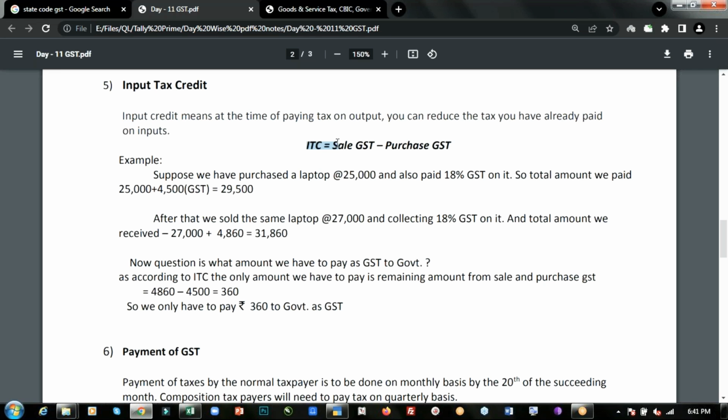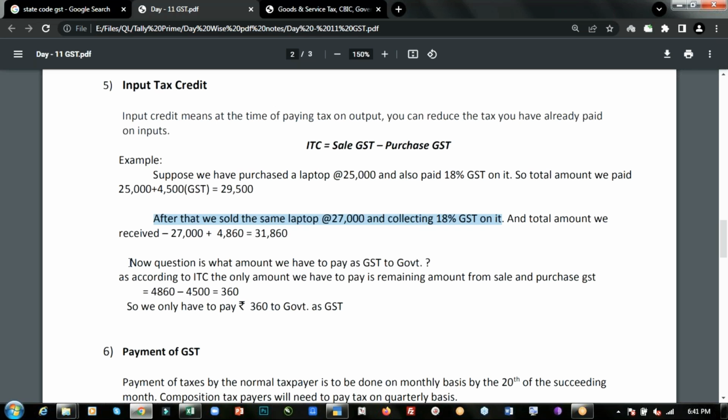ITC equals sale GST minus purchase GST. For example, suppose we have purchased a laptop at 25,000 and also paid 18% GST on it. So the total amount we pay is 25,000 plus 18% GST on the product. Now the same product we have sold at 27,000 and collected 18% GST on it. The total amount we have received is 27,000 plus 18% GST.